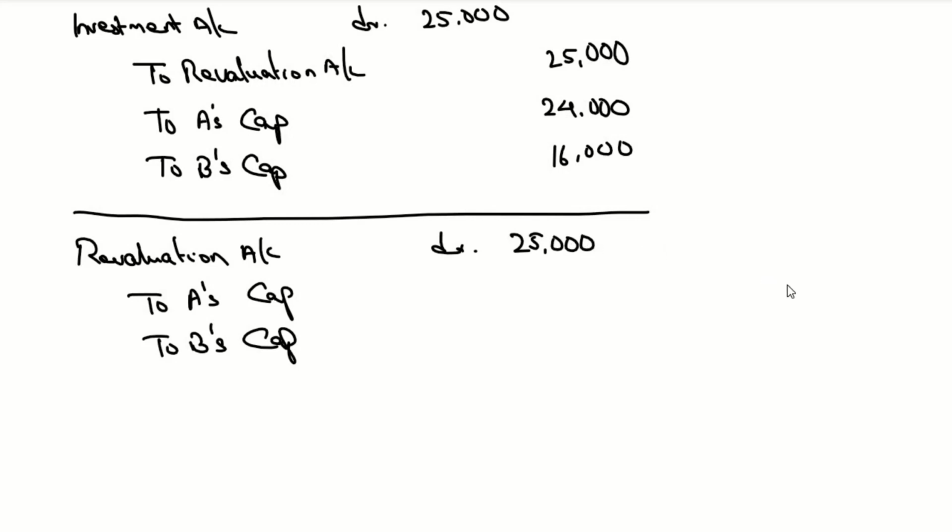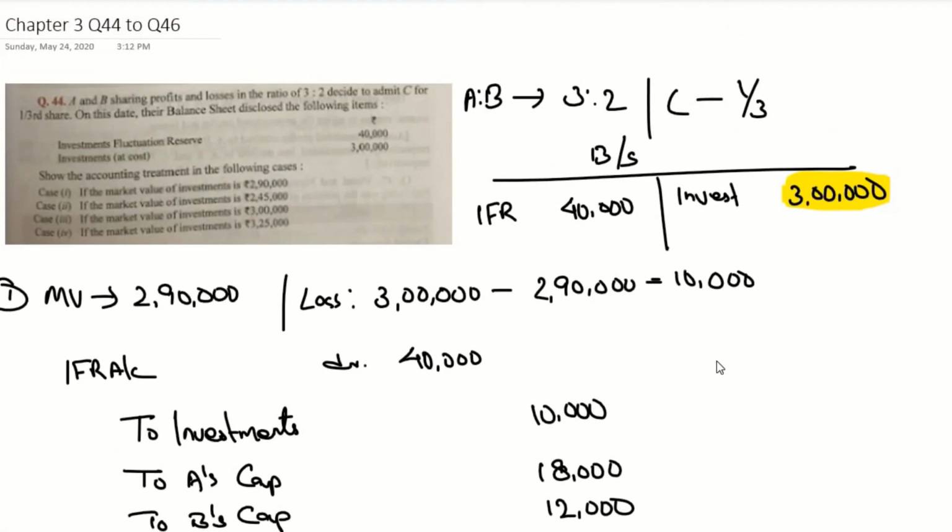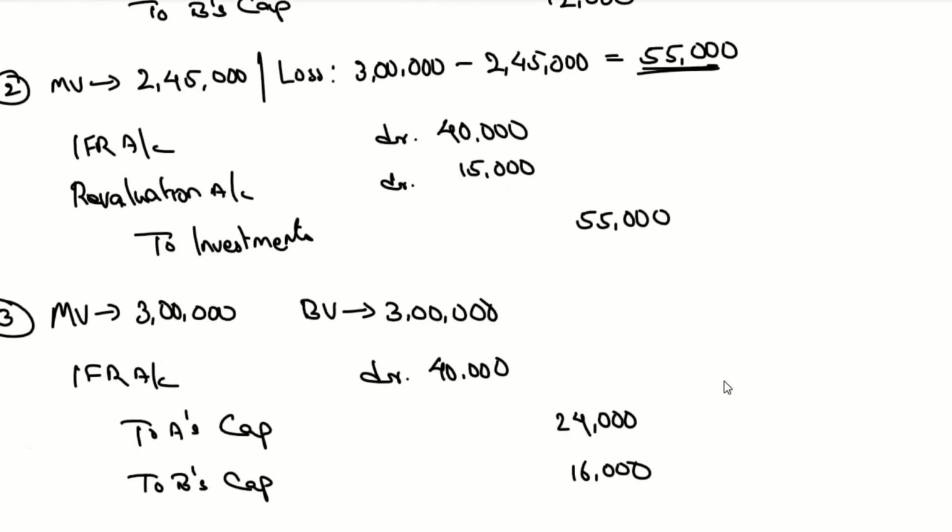which is 3:2, that is 15,000 and 10,000. So this question 44 is completed. Let's move on to the next question here.